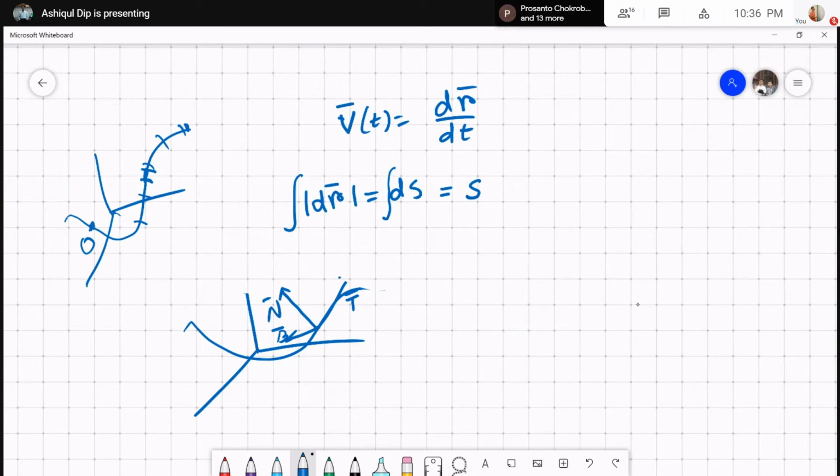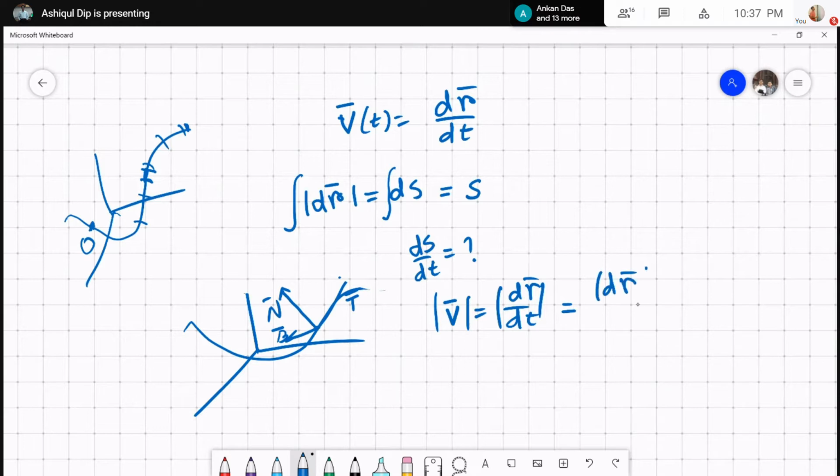Another interesting thing: ds over dt, what does it represent? Speed of the particle. It's the norm of the vector. Why? Because the vector itself is dr over dt. If you take the norm on both sides, dt is a scalar, so we do not have to bother about that. Then we get the norm of dr over dt, which is ds over dt, right? So ds over dt is just the norm of the vector.